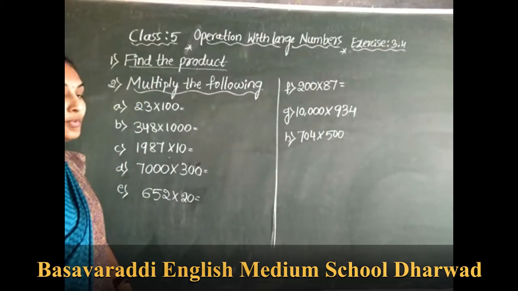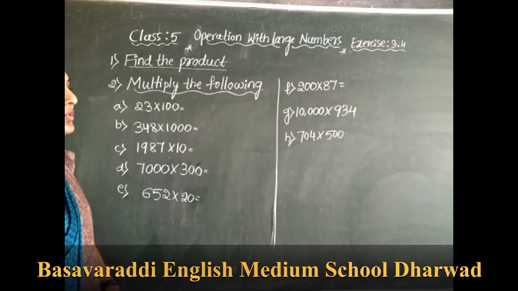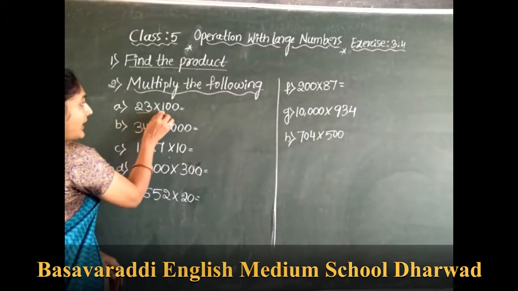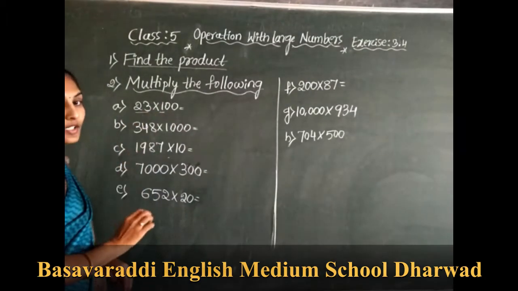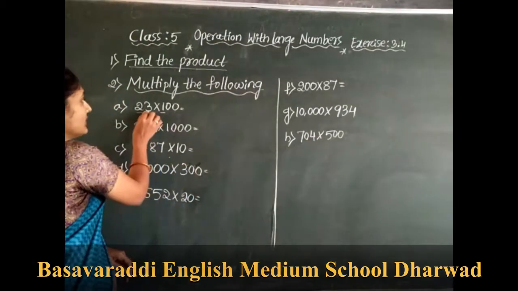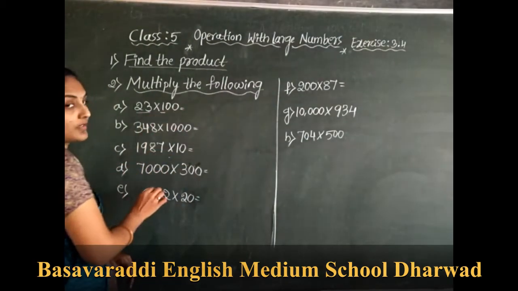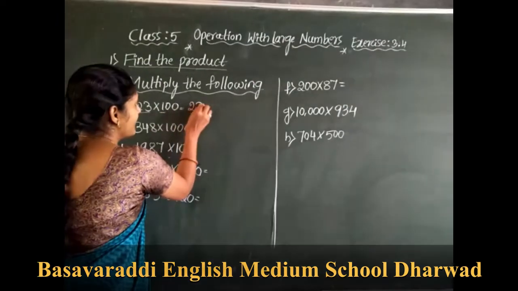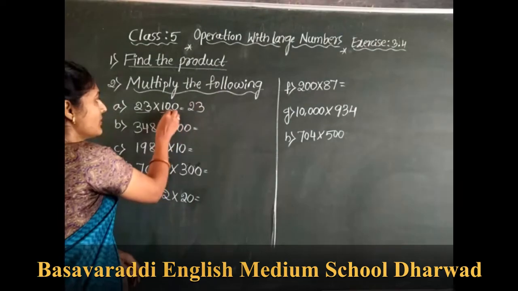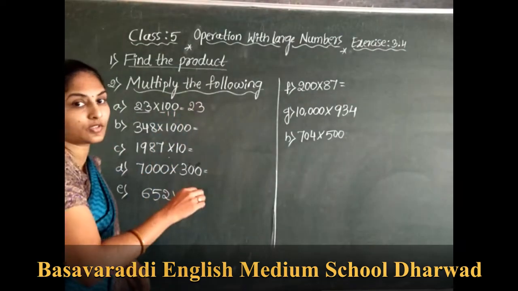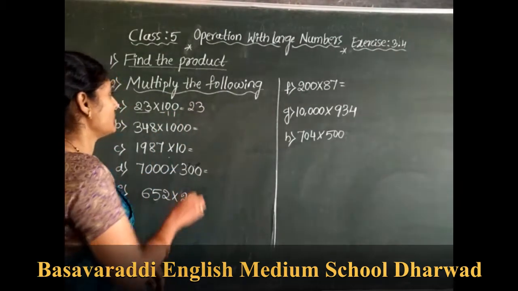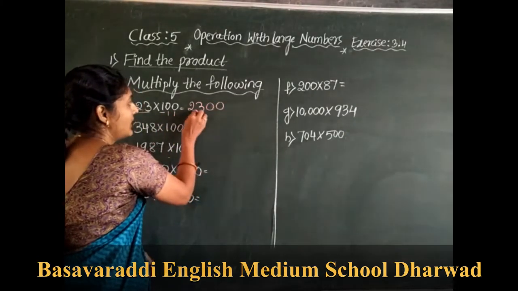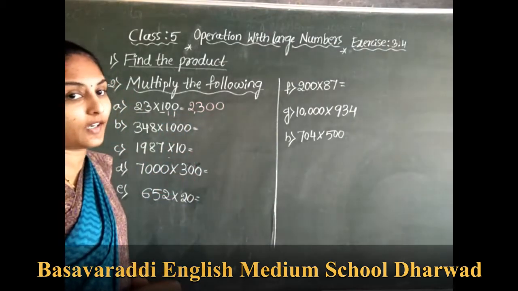First, what we have to do? Multiply with the non-zero part first. What is the non-zero part there? Let's look here. The 23 and 1. These two are the non-zero part, so do the multiplication first. 23 into 1 is equal to 23. So how many zeros here? There are 2 zeros, so put the 2 zeros in the second part. It means 2300.